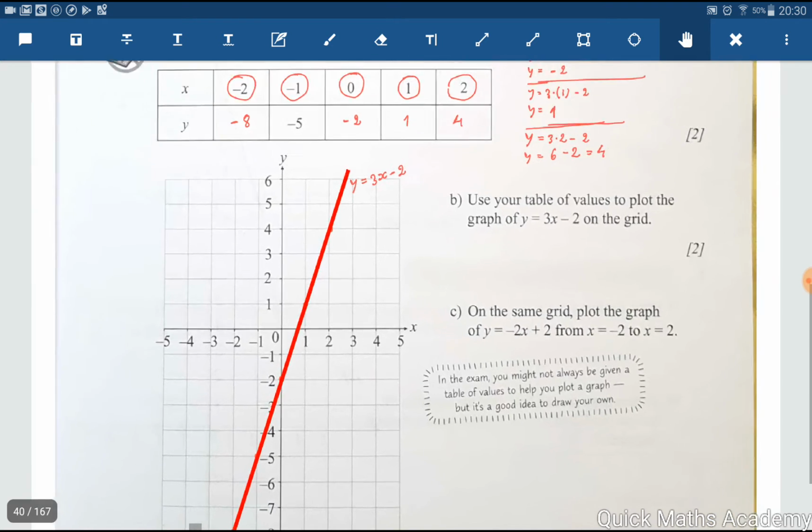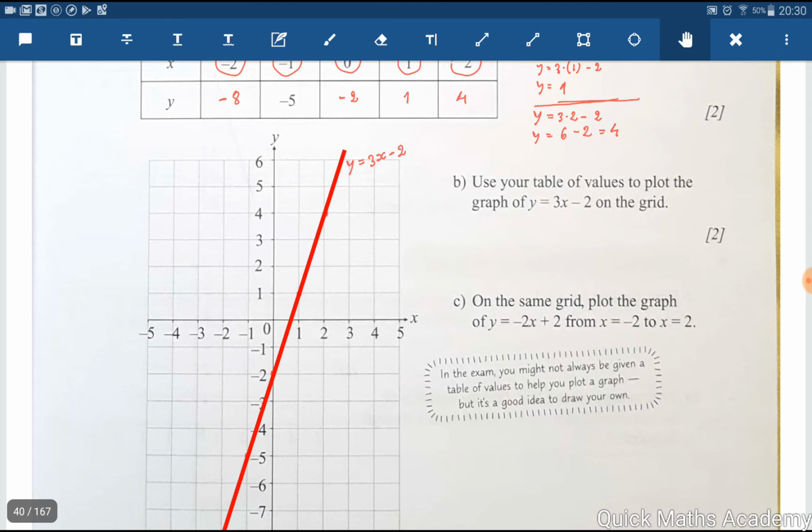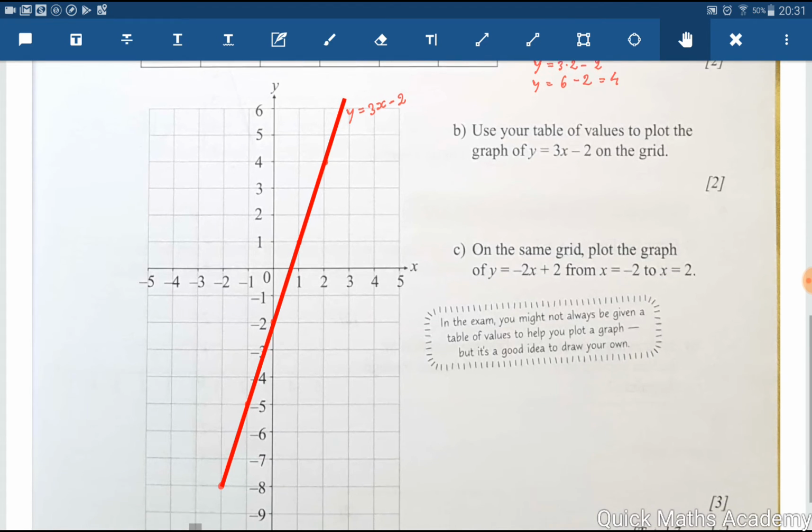Second question, use your table of values to plot the graph of y equals 3x minus 2 on the grid. We already did that. It's done, it's labeled, we don't need anything more.